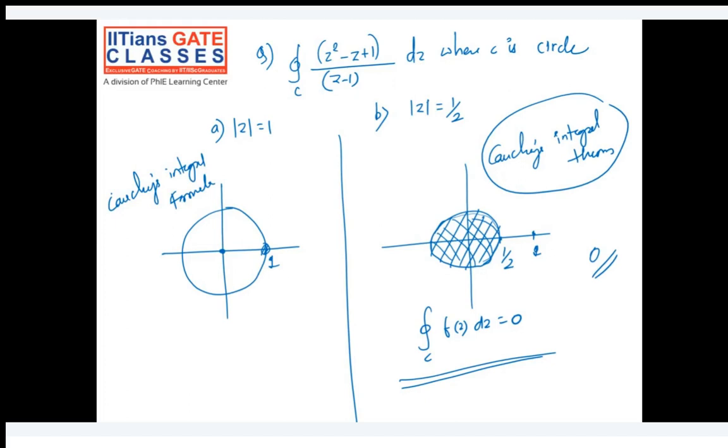Integration over a closed curve C of f of z divided by z minus z naught dz is 2 pi I f of z naught. So in this case, f of z is the numerator part and z naught is 1. So f of 1 will be 1 squared minus 1 plus 1, which is 1. So it will be 2 pi I itself. Hence 2 pi I is the answer in this case.